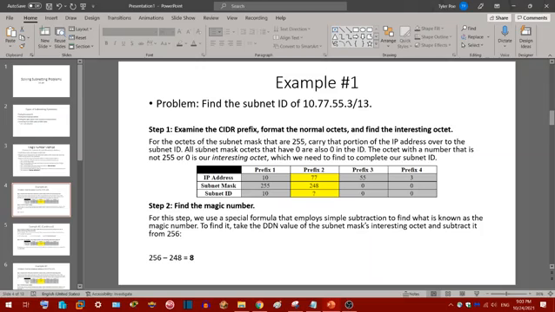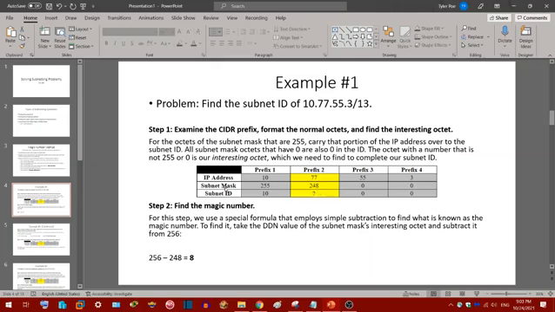For the octets of the subnet mask that are 255, we simply carry that portion of the IP address over to the subnet ID. All subnet mask octets that have 0 are also 0 in the subnet ID. The octet with a number that is not 255 or 0 is our interesting octet, which we need to complete our subnet ID.